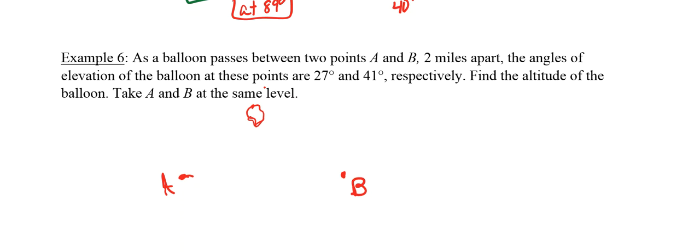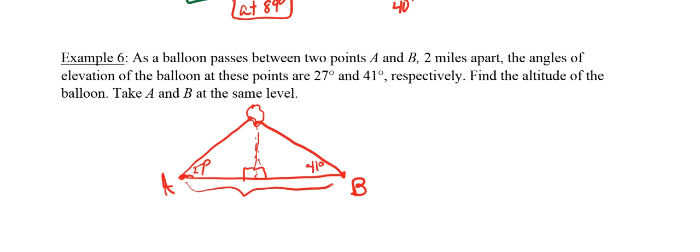It says they are at angles 27 and 41. So this is 27, this is 41. Find the altitude of the balloon. So I'm looking for this distance. Well, if I draw that back down, I have created a right angle. Now it says that they are 2 miles apart. So from here to here is 2 miles.